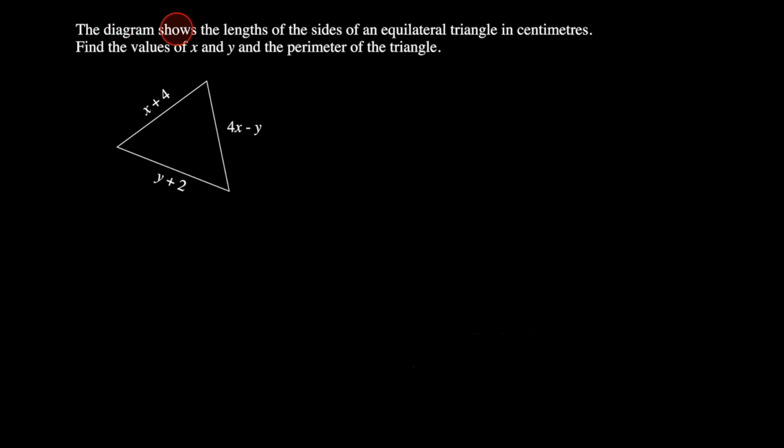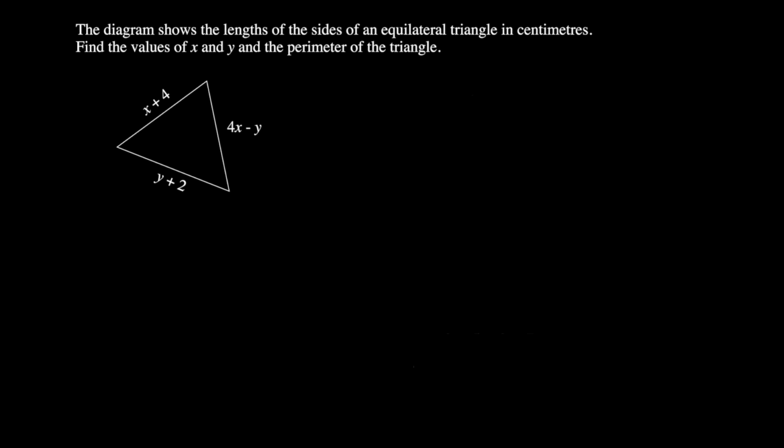The diagram shows the lengths of the sides of an equilateral triangle in centimetres. Find the values of x and y and the perimeter of the triangle. First of all, notice that the question doesn't talk about using simultaneous equations. The question is drawing on your knowledge of mathematics in the hope that you know that the way to solve this problem is to use simultaneous equations.